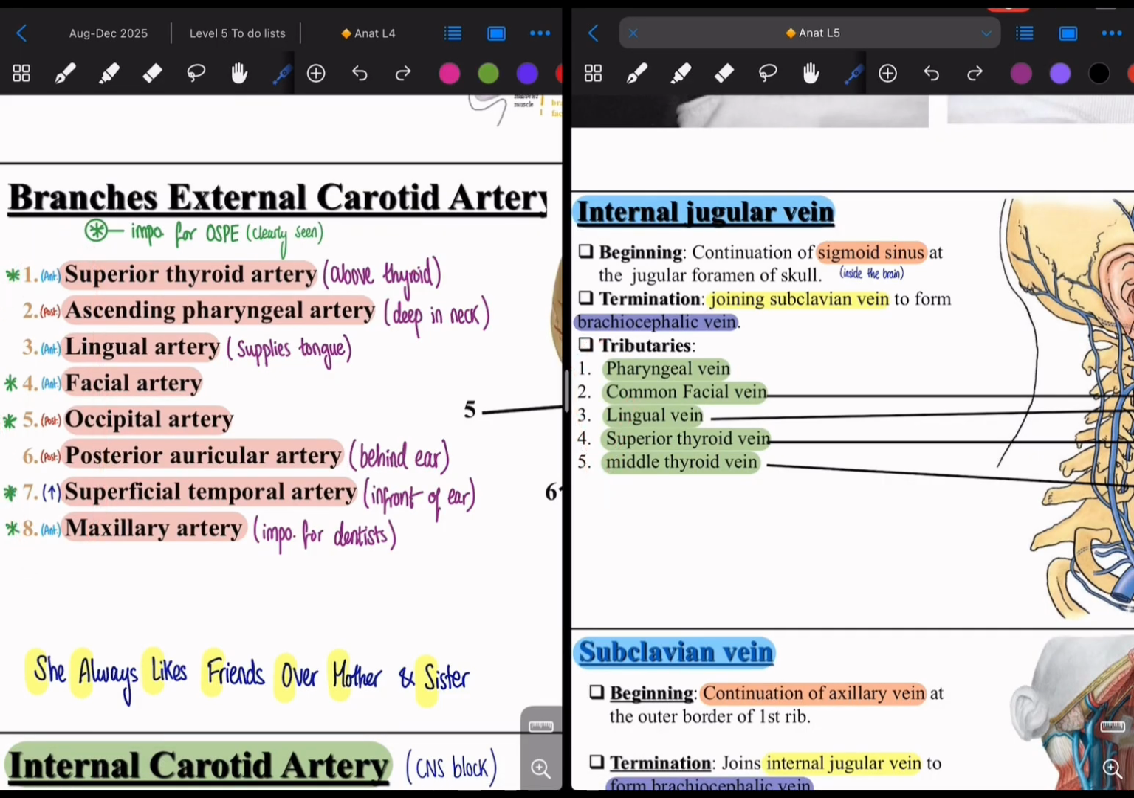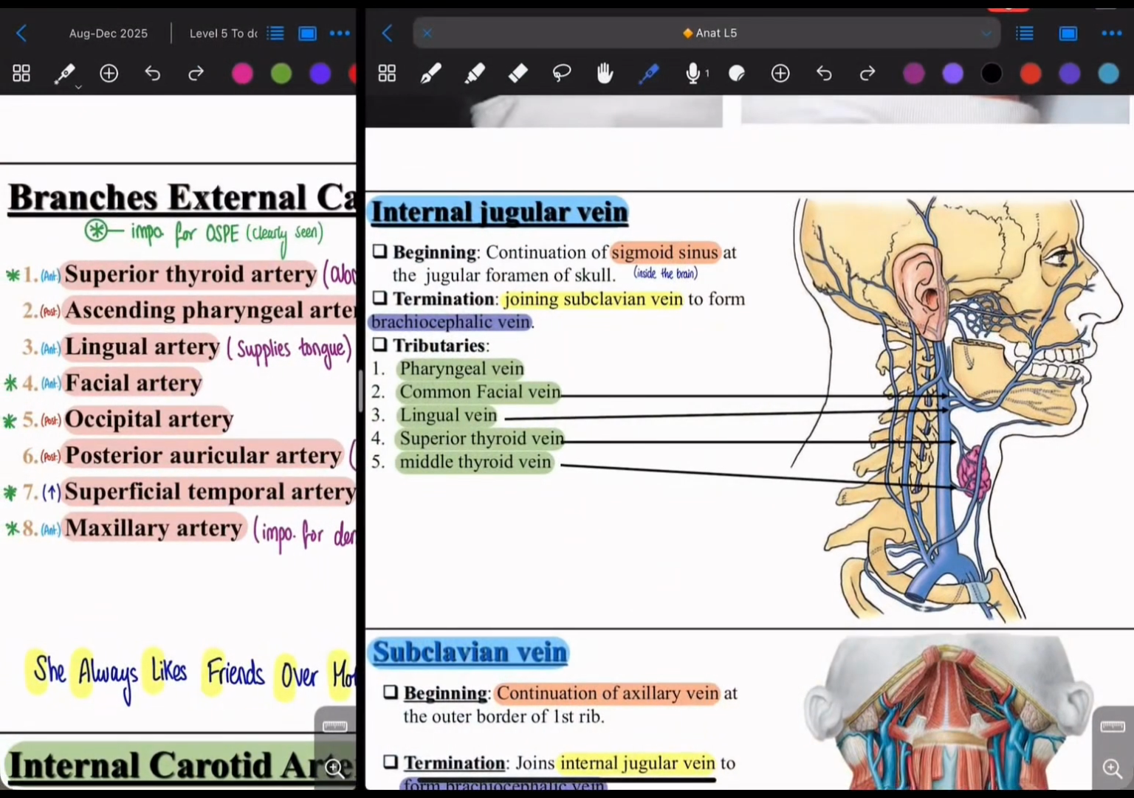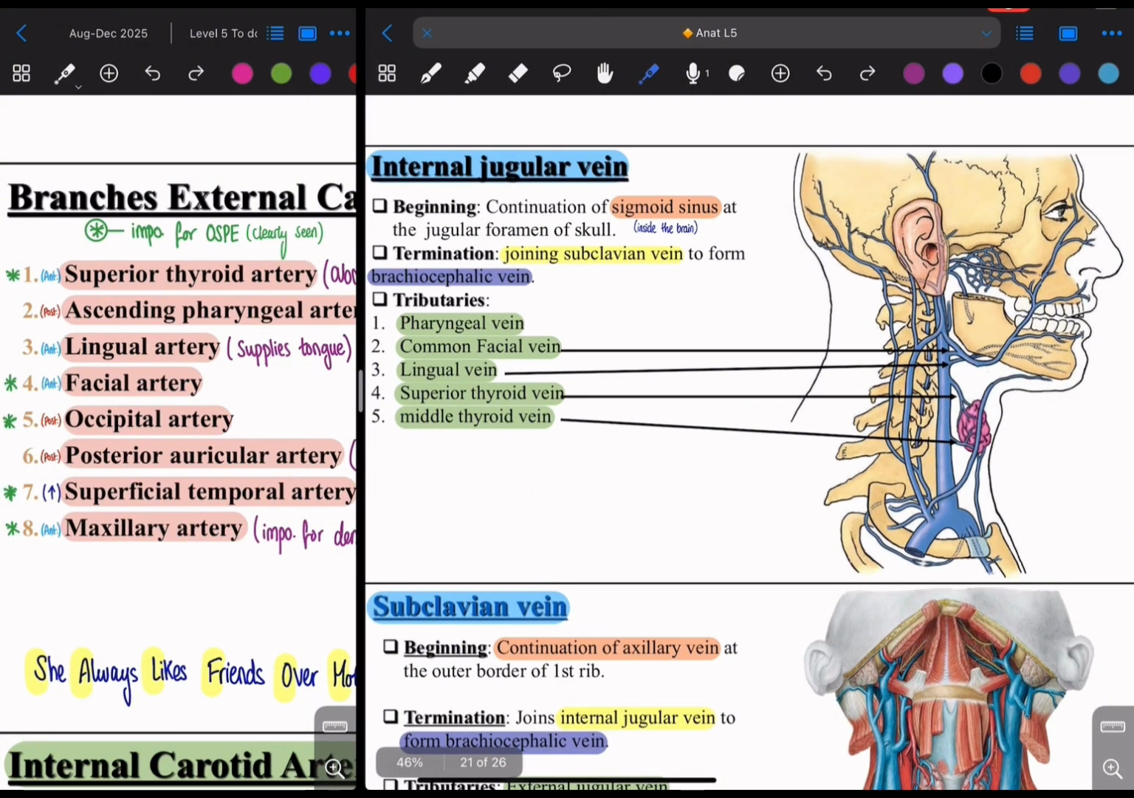So the 5 veins, some of them are named after the arteries here. So here we have pharyngeal vein, which we have on the other side as pharyngeal artery. Here we have common facial vein. Here we have facial artery. Here we have lingual vein, lingual artery. Superior thyroid vein. Here we have superior thyroid artery. But then here we have a different vein which doesn't have an artery named after it, which is the middle thyroid vein. Nice. Okay, now we're done with the internal jugular vein.